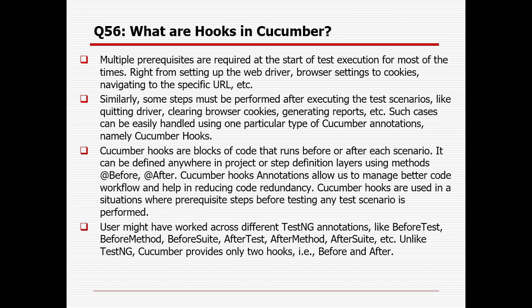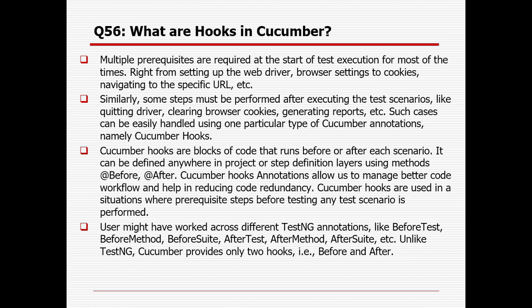Multiple prerequisites are required at the start of the execution most of the time, right from setting up the WebDriver, browser settings, cookies, to navigating to a specified URL. Similarly, some steps must be performed after executing the scenario, like quitting the driver, clearing browser cookies, generating reports, etc. Such cases can be easily handled using one particular type of Cucumber annotation, namely Cucumber hooks. Cucumber hooks are blocks of code that run before or after each scenario.